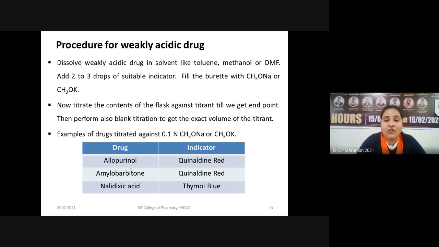Next we will fill the burette with the sodium methoxide or potassium methoxide solution. The main role played here will be by the methoxide ion. Now we will titrate the contents of the flask against the titrant till we get the endpoint. We are going to perform the titration till the endpoint is observed.